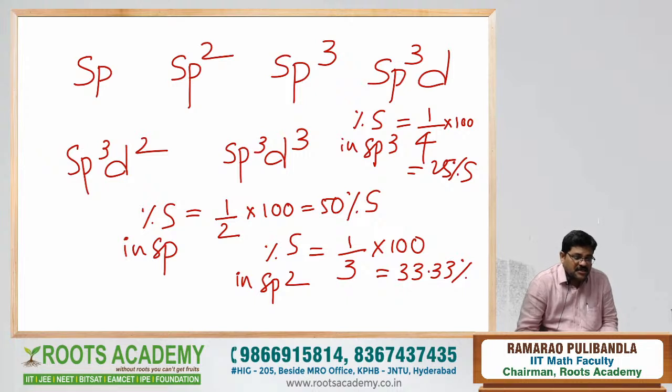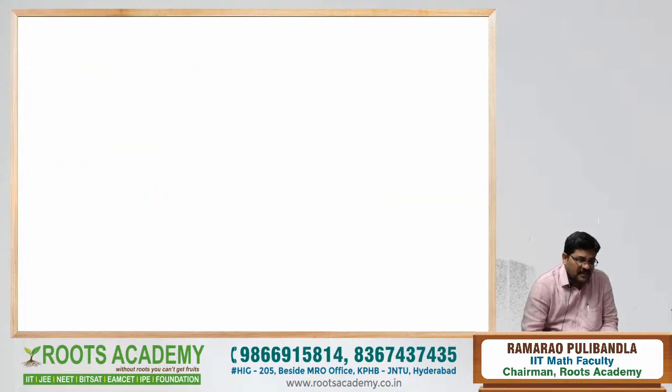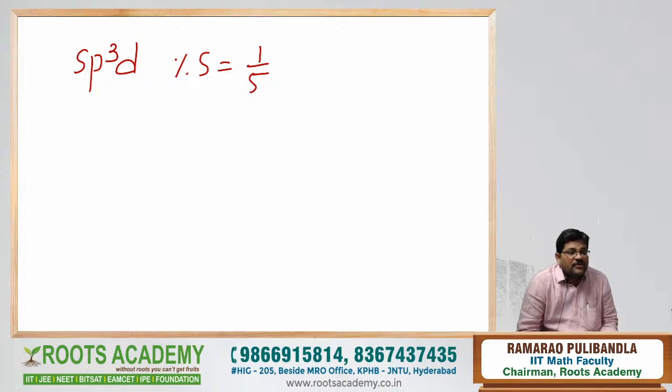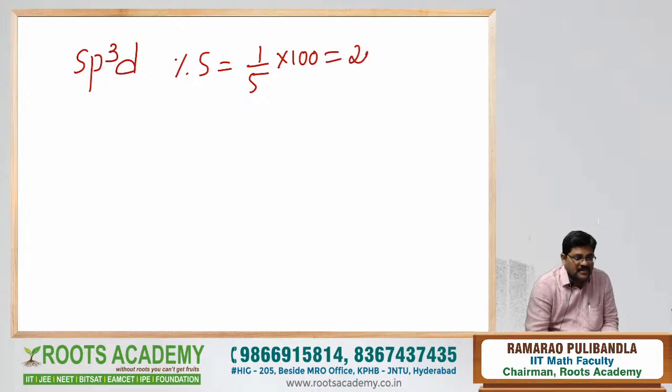And come to the next one, sp3d hybridization. Percentage of S character in sp3d hybridization: percentage of S is equal to 1 by 5. You may ask, sir, why do you write 1 by 5? Simple logic. Totally in sp3d, 5 hybrid orbitals are there. I want the percentage of the S character, so percentage of S character is 1 by 5 into 100. That becomes 20% of S character in sp3d hybridization.